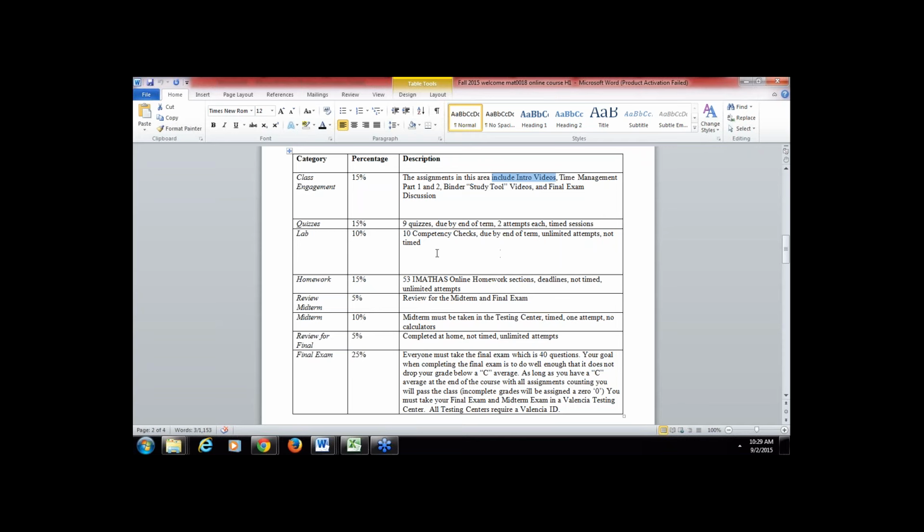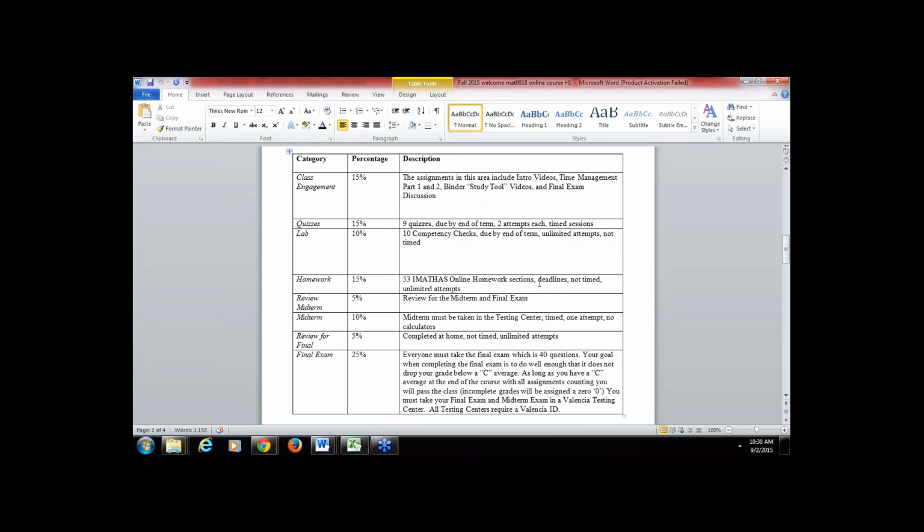Your competency checks, on the other hand, which again is a fancy name for a quiz, but I don't call it a quiz because it doesn't feel like a quiz. It's due at the end of the semester. You can try them as many times as you want, and they are not timed. Okay, so the quizzes have a little more pressure because there's only 2 chances and they're timed.